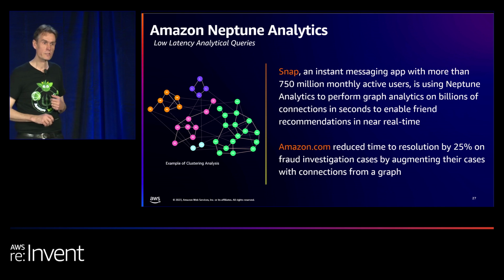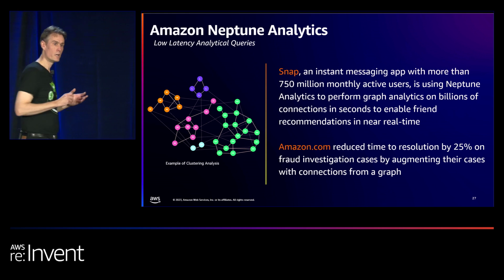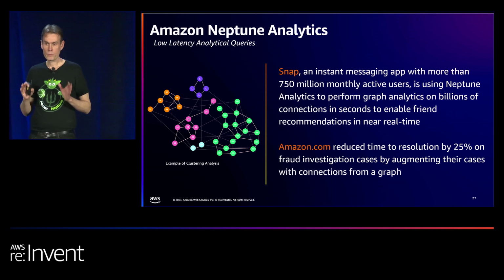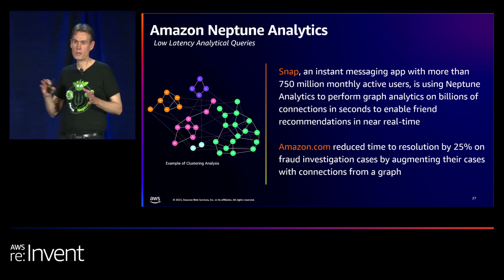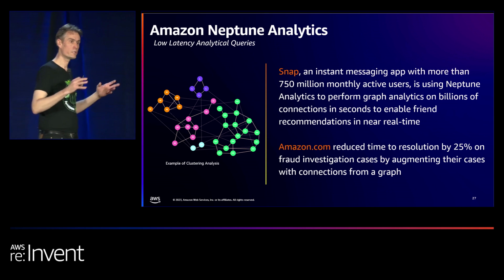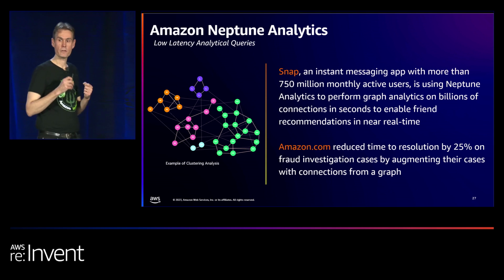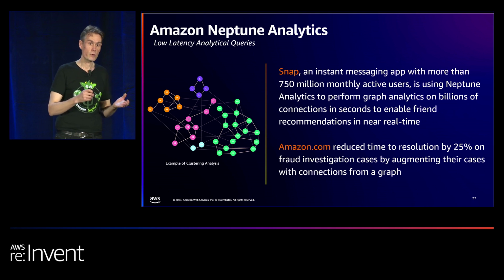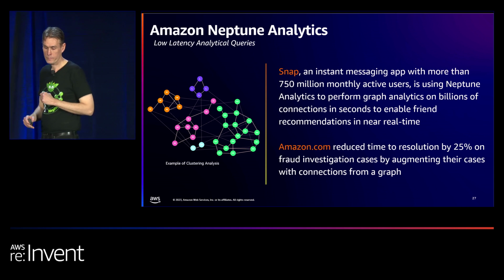In the second case, Amazon.com, another fraud use case, reduced the time to resolution by over 25% using a similar kind of approach. They loaded their fraud data, and they gave the investigators the tools to use graph algorithms and graph queries to prosecute it.